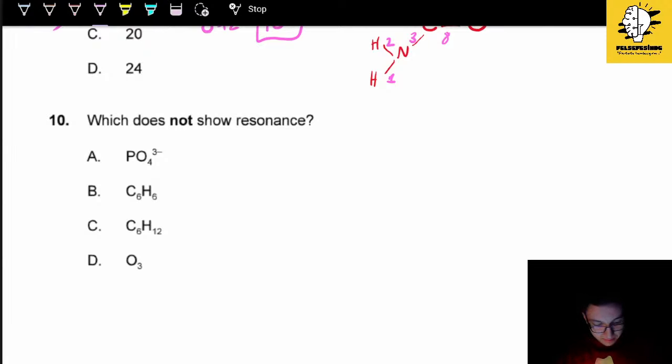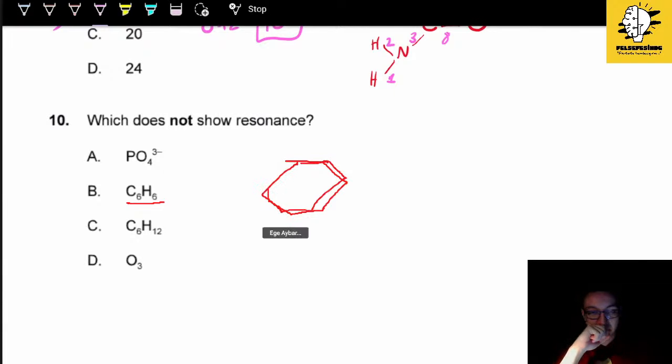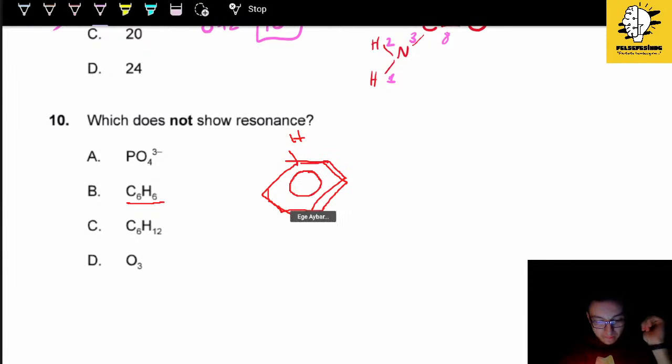I will not start with A because, if I was in the exam, I would not start with that, as it looks a bit complicated. But let's start with B. This is the structural formula of benzene, and we know that in benzene, its structure is like this. By the way, 1, 2, 3, 4, 5, 6. We know that it is H, H, H, but in the benzene structure, we put this in order to show the delocalization of electrons.